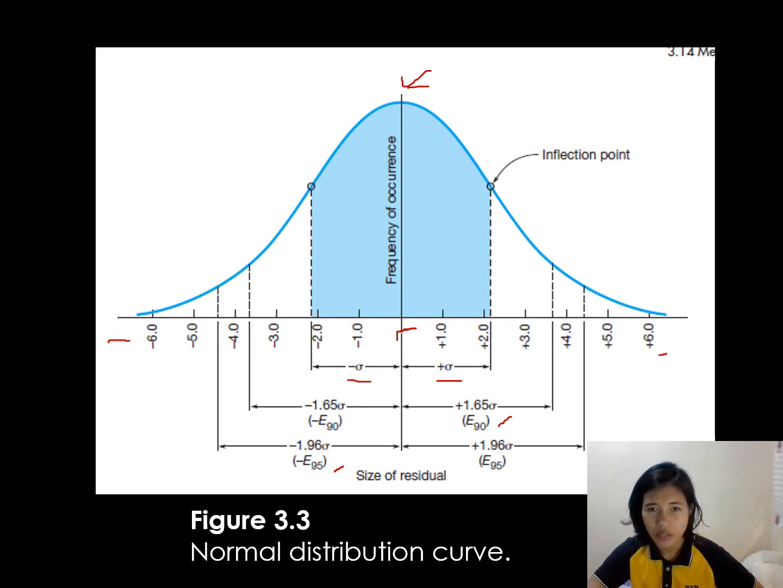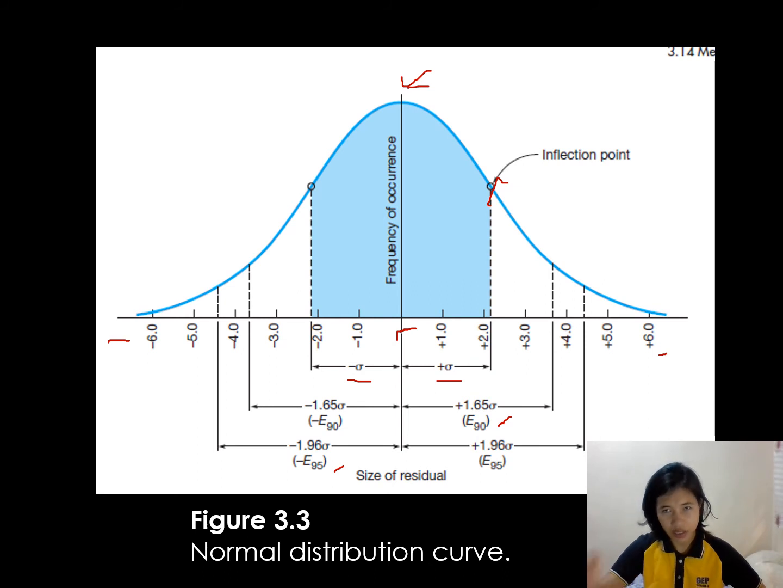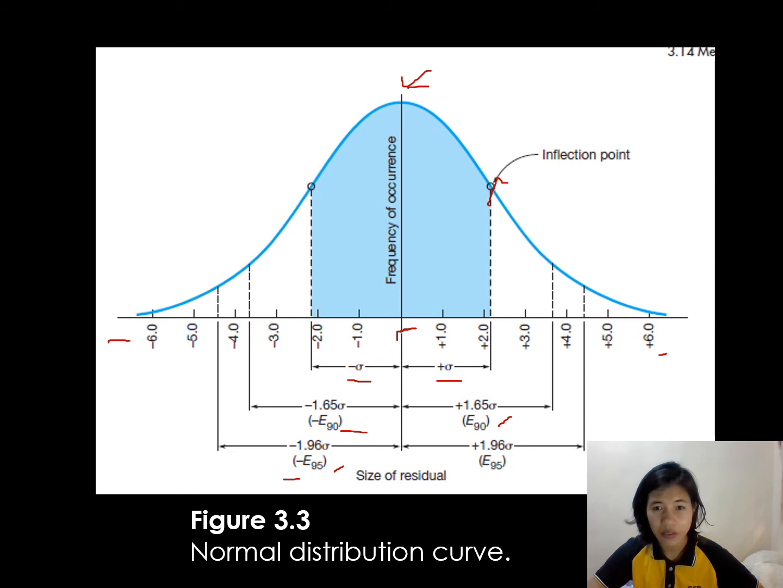So, take note of this one. We have also the inflection point, kung ano 'tong mga 'to. So, this sigma, ito yung tinatawag nating standard deviation, and we are going to discuss this on the next slide. We have also the percent error. Ito yung E95 natin. We have the E50. Yung sigma natin, ito yung ating tinatawag na E50. So, we have also E90 and E95. So, anong gamit ni normal distribution curve para ma-analyze natin yung ating mga data?